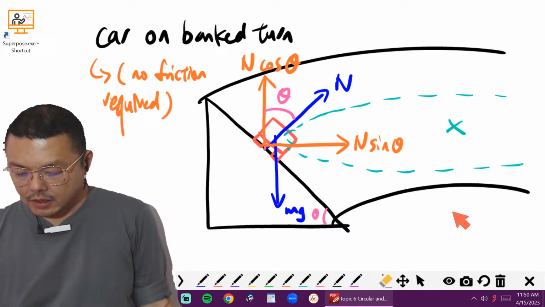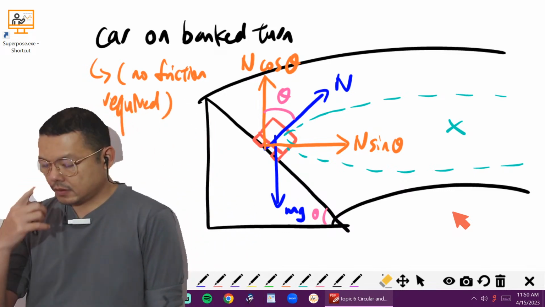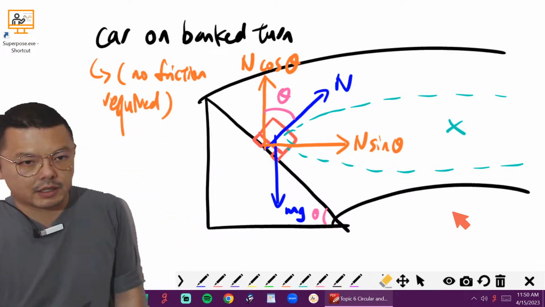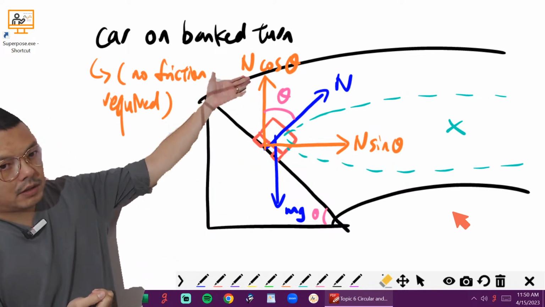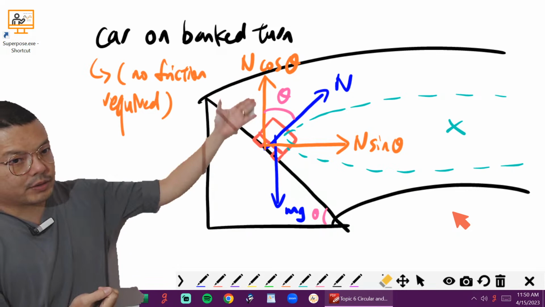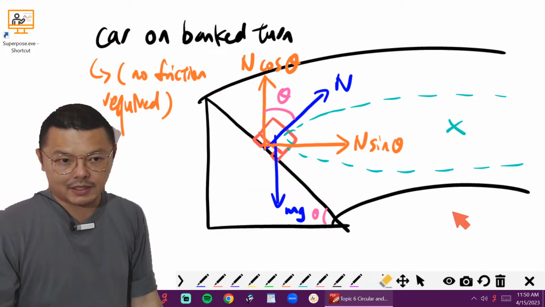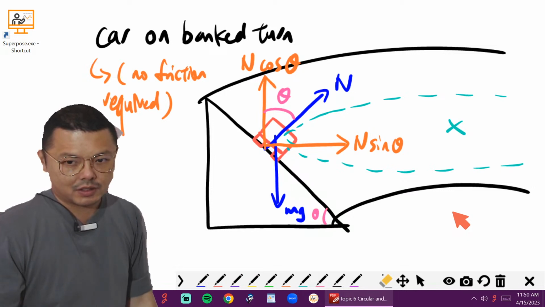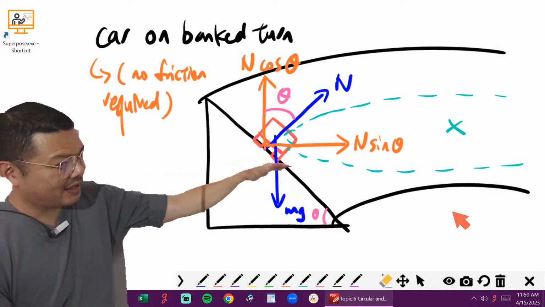Right. So what's the conclusion regarding the forces? Equation. Give me a sum. N cosine theta equals to mg. Does it have to? Why does it have to? What happens if it's not the same? Yeah, if it's not the same, right, then the car will either slide up or slide down, no?